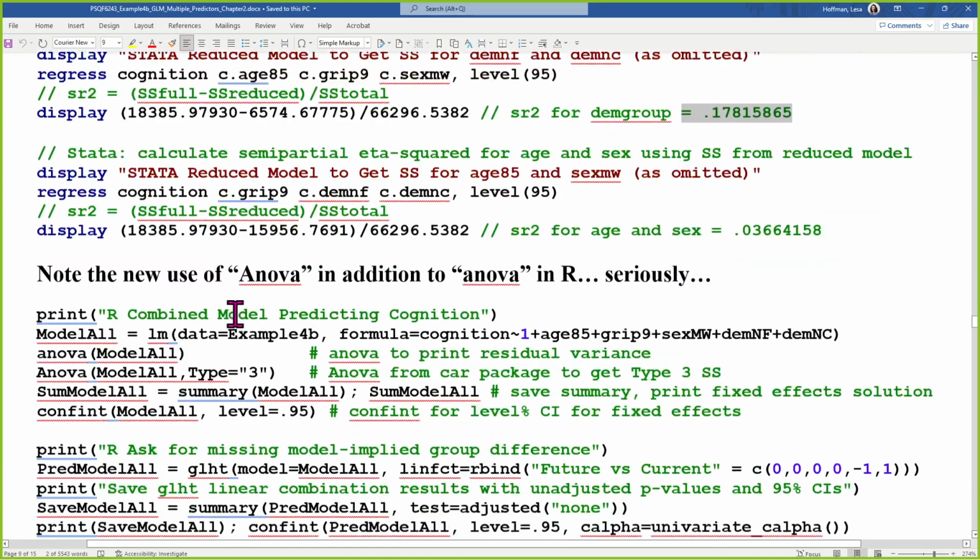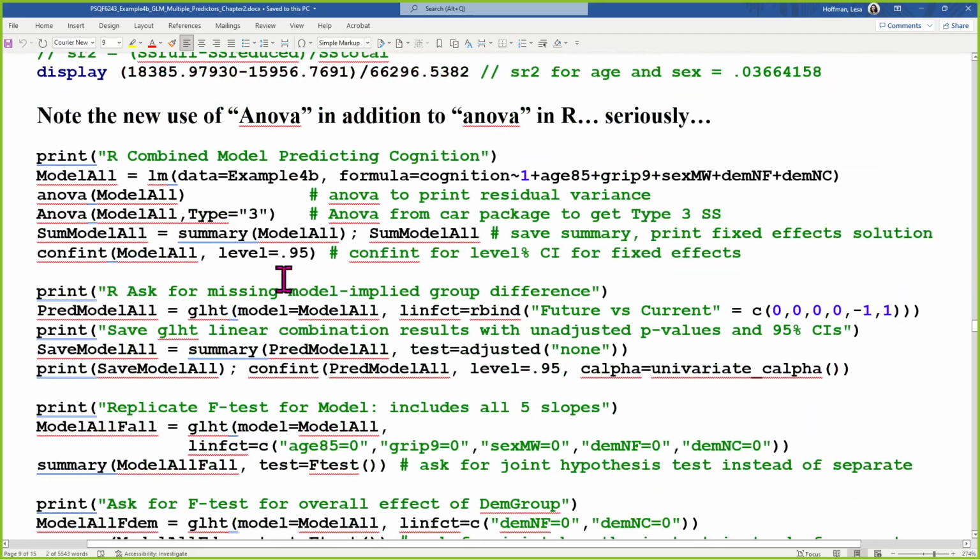All right, R users. So I discovered something interesting about the Anova package that I had been using to help you get the residual variance up to this point. It also provides sums of squares that I had been ignoring. It provides the wrong ones. So that output is actually problematic.